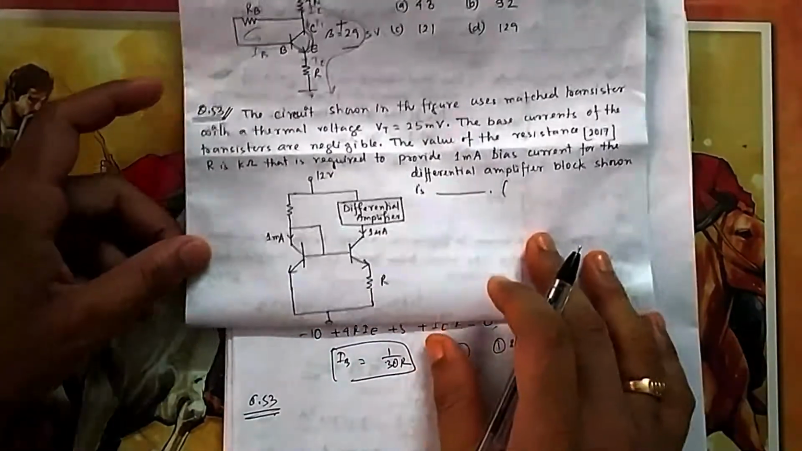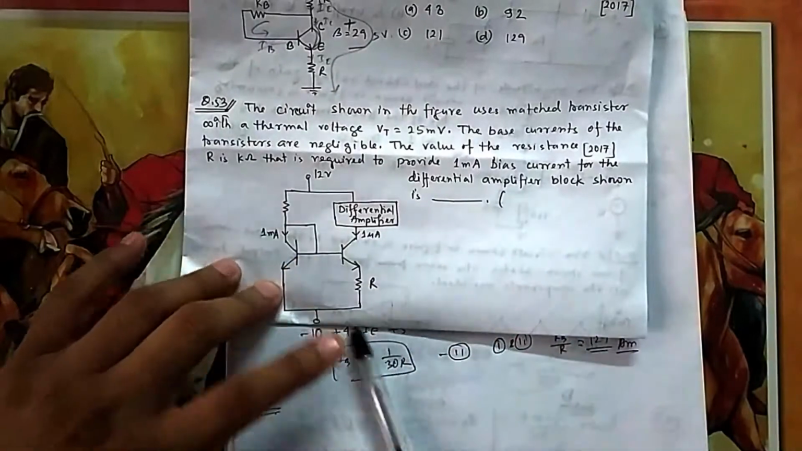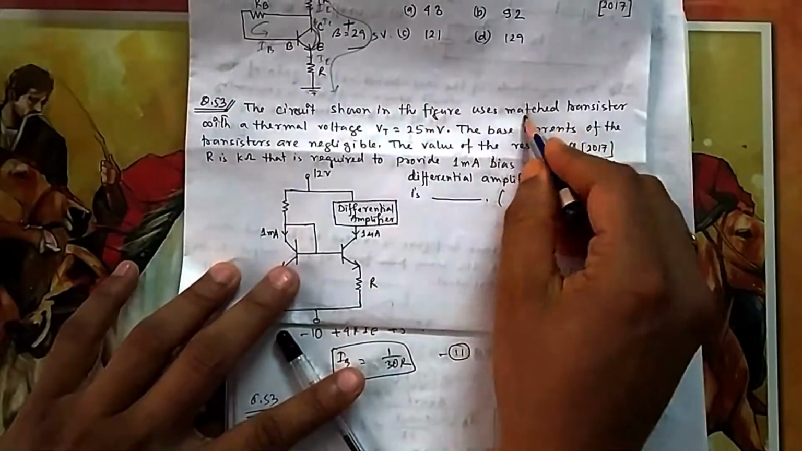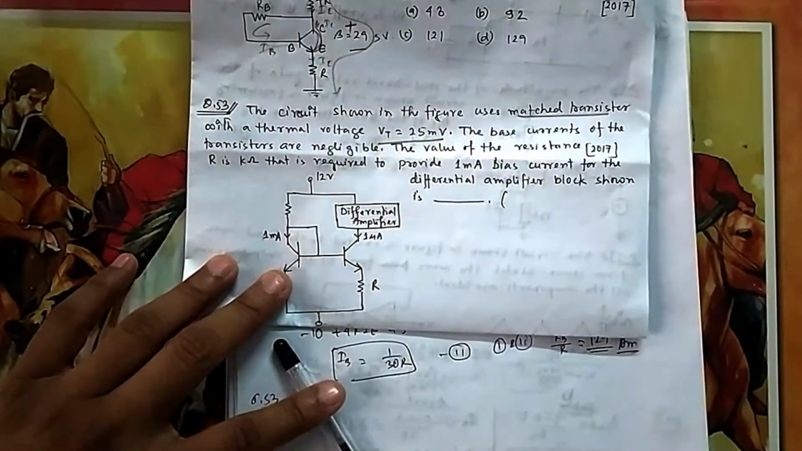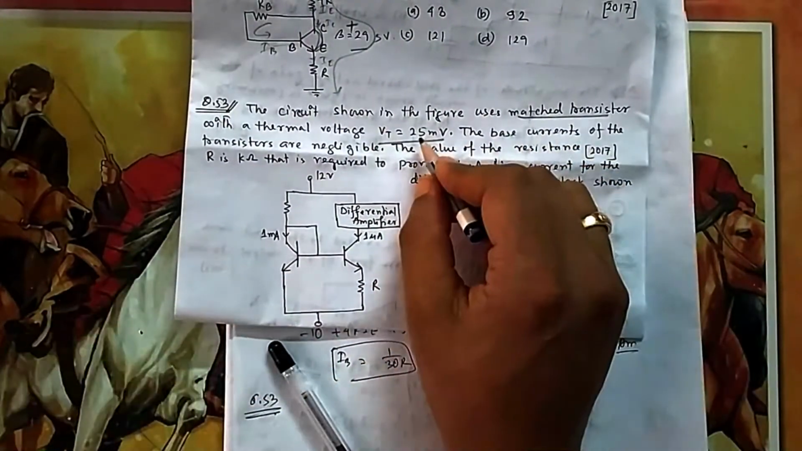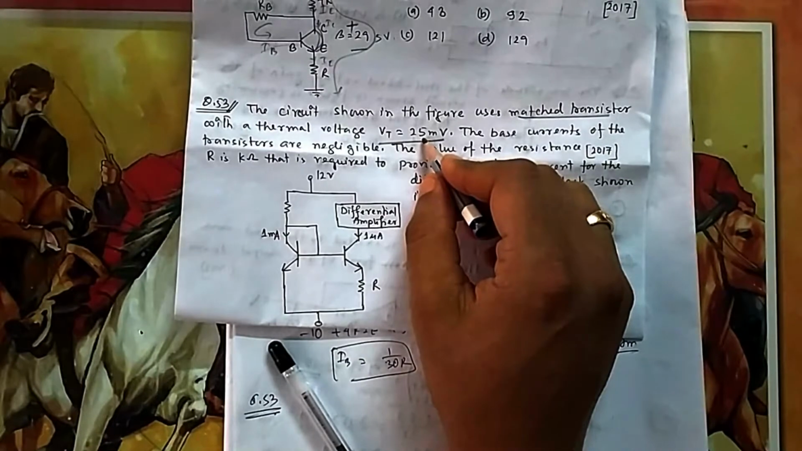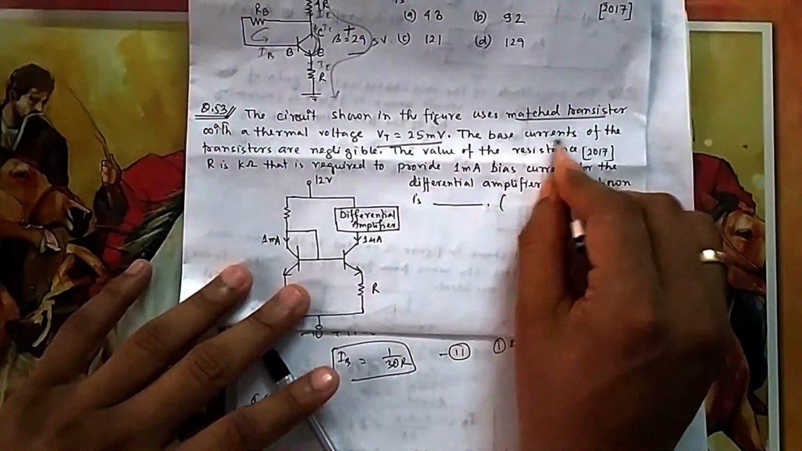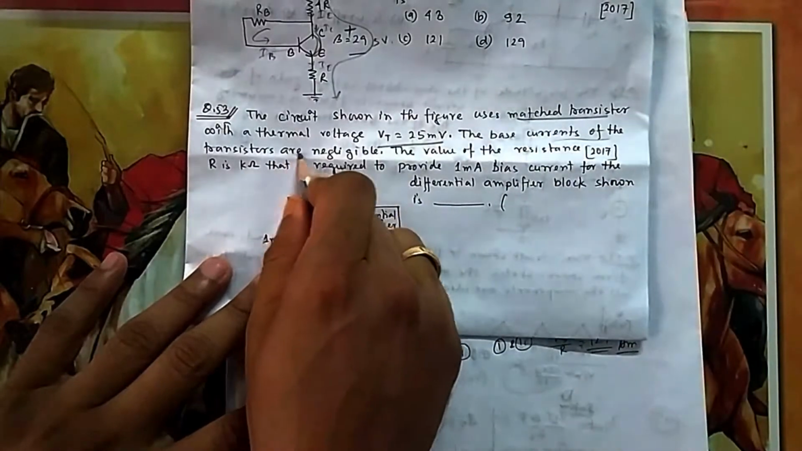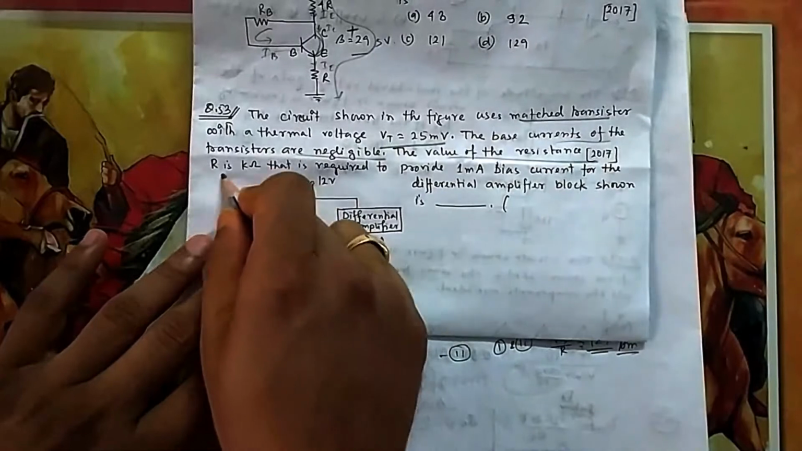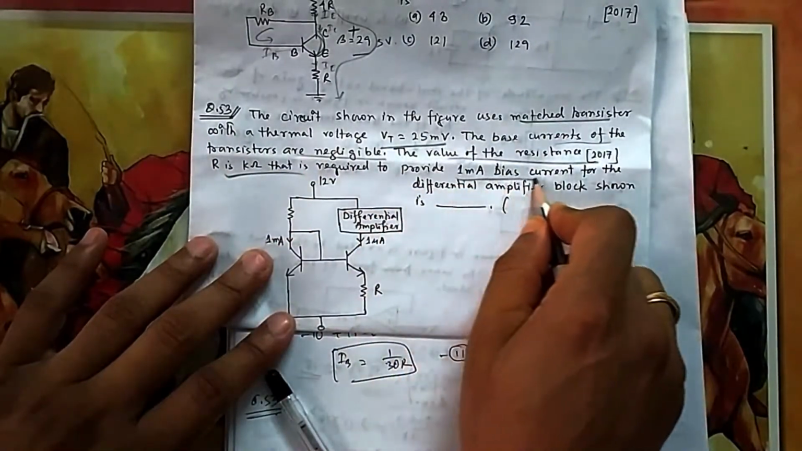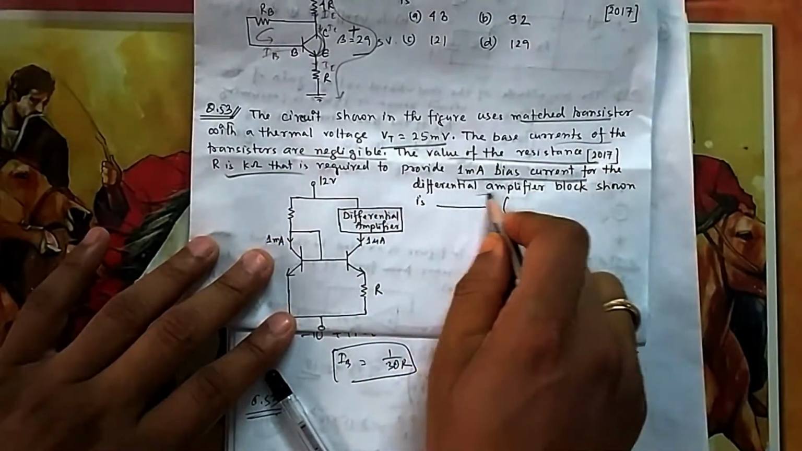In the circuit shown below, the figure uses matched transistors. Both the transistors are matched, same transistor, with a thermal voltage Vt also given. This Vt is required to calculate Re and also the diode current. We will see the base currents of the transistors are negligible. The value of the resistance R in kilo ohm is required to provide 1 milliampere bias current for the differential amplifier block as shown in the figure.